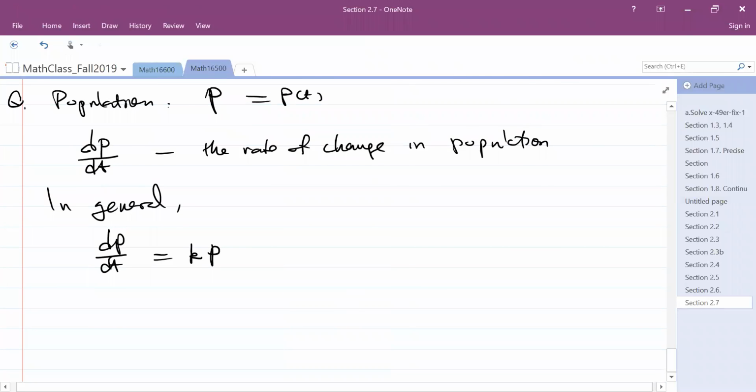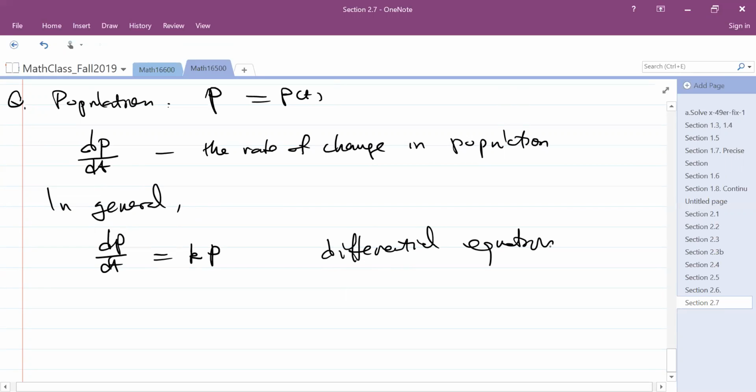So the rate of change of population is proportional to the size. The constant k is some number, right? The k could be a function of t, but over certain periods it's almost a constant. Then you get the equation. This is called a differential equation, if you've heard about it. So you get the equation, and you're trying to solve it.